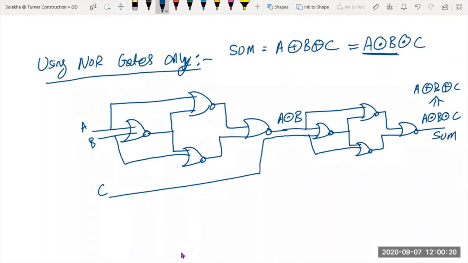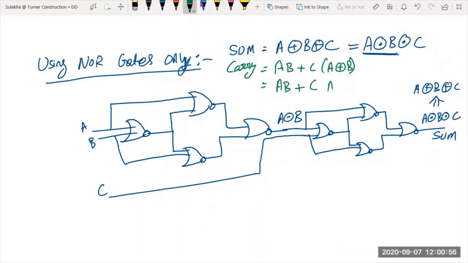Now let's come to the carry one. The carry part is AB plus C times A XOR B. The same thing you can also convert into a form where XNOR is there. So this is nothing but A XNOR B complement. You can write this carry in this way also. I already have this part, A XNOR B, here, but the difference is that they are complements of each other.